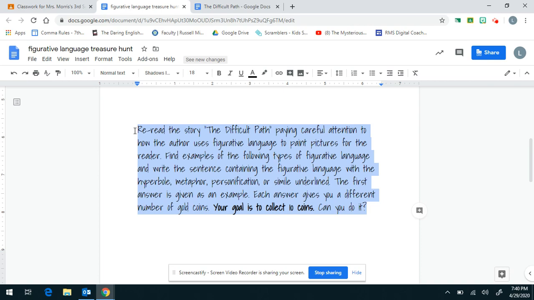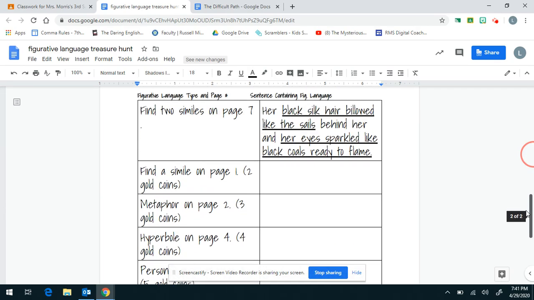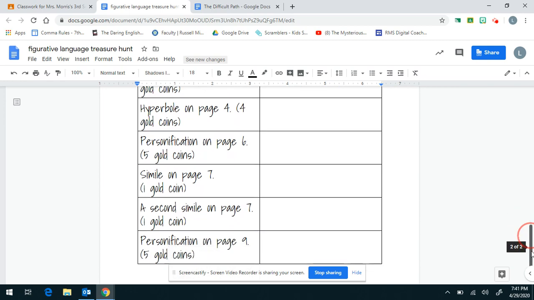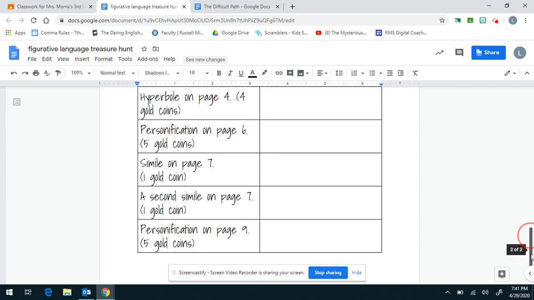Each answer gives you a different number of gold coins. Your goal is to collect 10 coins, just like the pirates. Can you do it? So what I mean by collecting 10 coins, if we scroll down to page 2, you will see, other than the example, you get gold coins for each figurative language that you're going to search for. So finding a simile on page 1 gives you 2 gold coins, a metaphor on page 2 gives you 3, a hyperbole on page 4 will give you 4 gold coins, personification on page 6 will give you 5 gold coins, a simile on page 7 will give you 1 gold coin, a second simile on page 7 will give you 1 gold coin, and personification on page 9 will give you 5 gold coins.